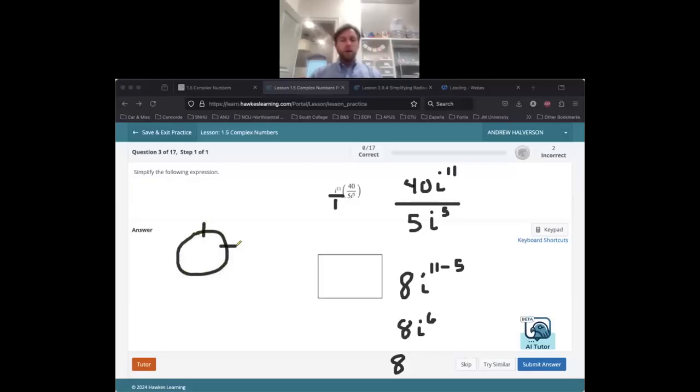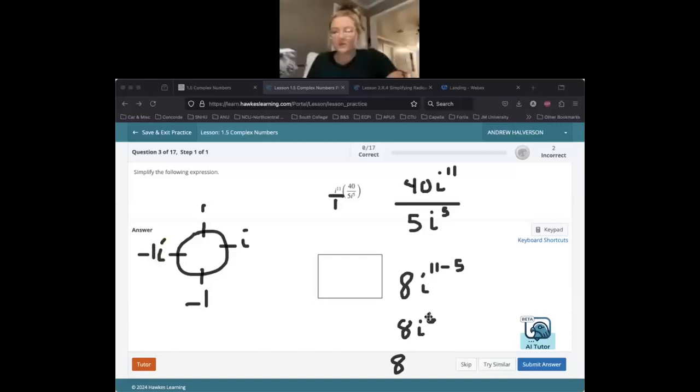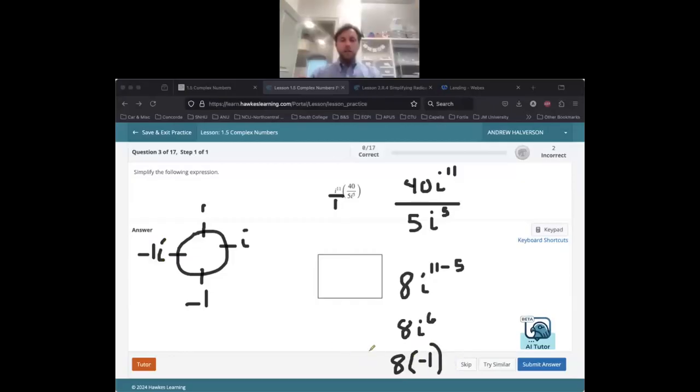We were to do our clock. i to the 6th becomes -1. So we multiply 8 times -1, giving us the final answer. This whole thing reduces down to -8.